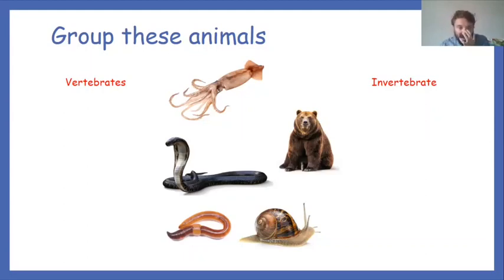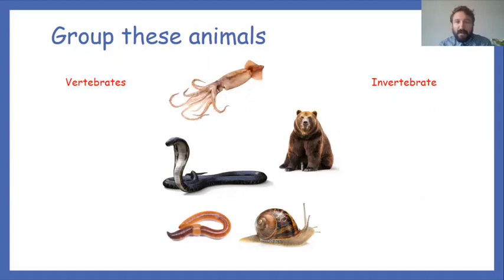Okay, so you're back already. Wow, let's have a look. So we've got a squid, we've got a snake, we've got a bear, we've got a worm, and we've got a snail. Wow, I definitely know that there are two animals there that are vertebrates, okay? And I know there's a strange option there.